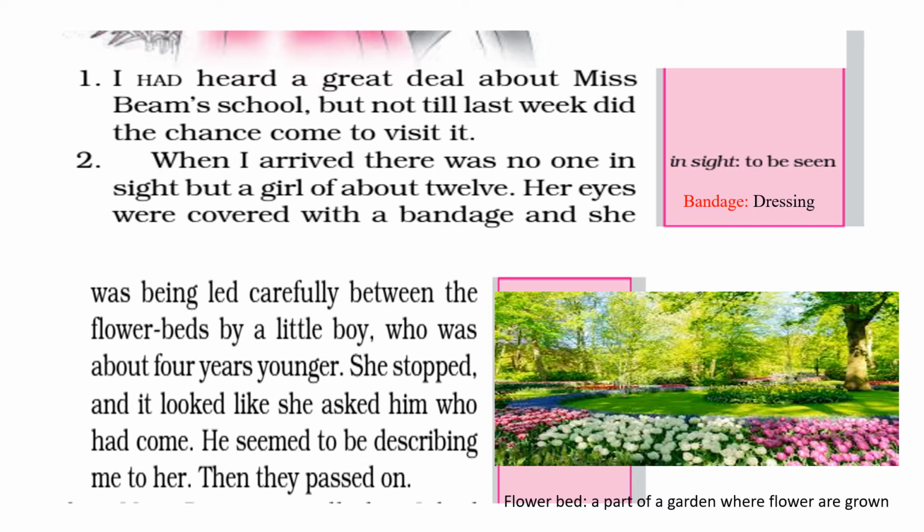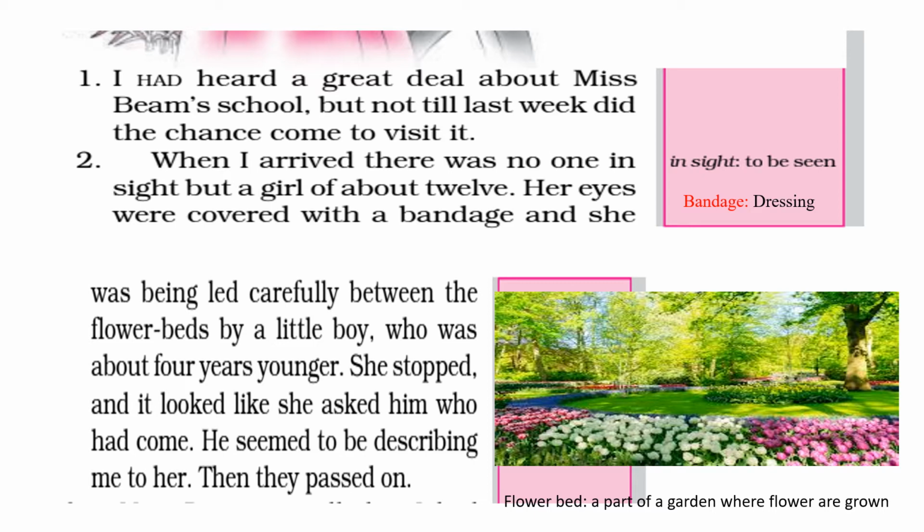Now here, when this narrator arrived at Miss Beam's school, what did he notice at the very beginning? That nobody was visible in front of the school campus. But a single girl of 12 years was in the scene. And the eyes of that girl were covered with a bandage. Means she was having one bandage around her eyes. She was unable to see anything because of that bandage.